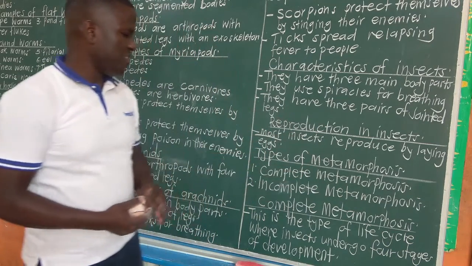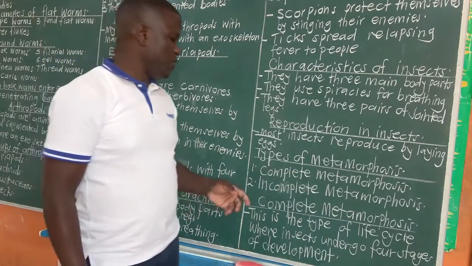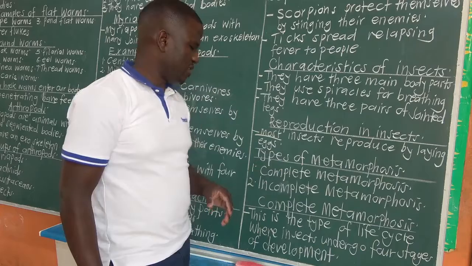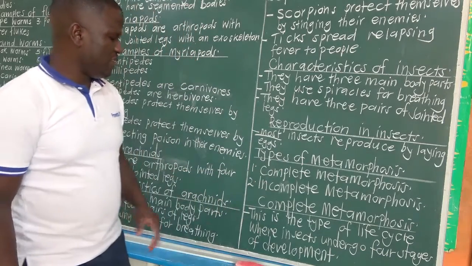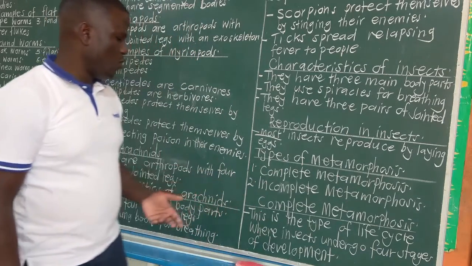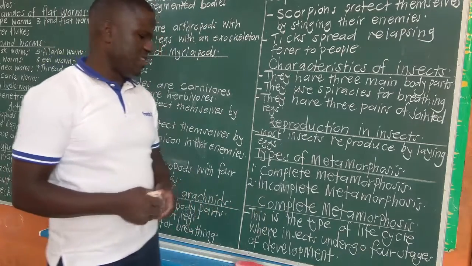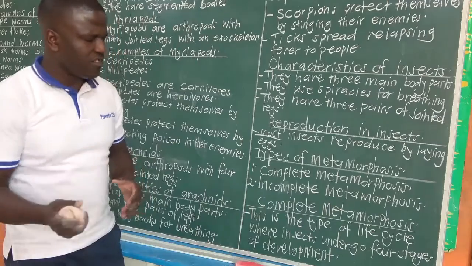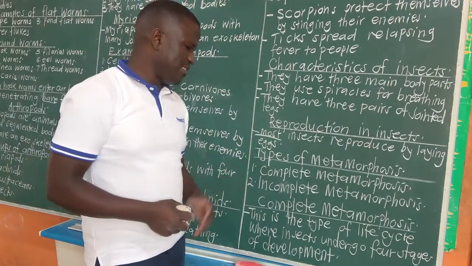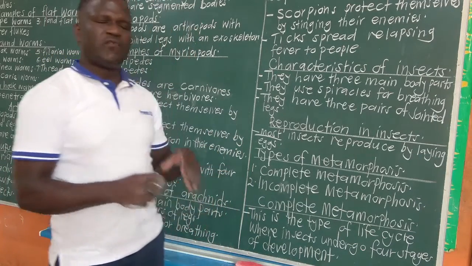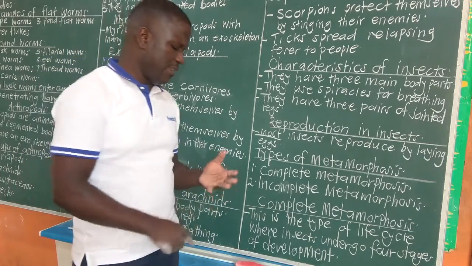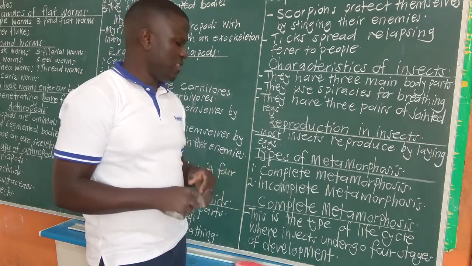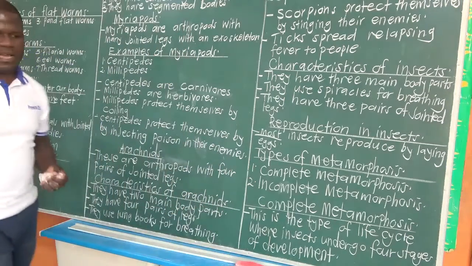Types of metamorphosis. Now we have 2 types of metamorphosis. We have complete metamorphosis and incomplete metamorphosis. What is a complete metamorphosis? This is the type of life cycle where insects undergo 4 stages of development. The first one is eggs, larva, pupa, then adult. Those are the 4 stages of development of an insect.